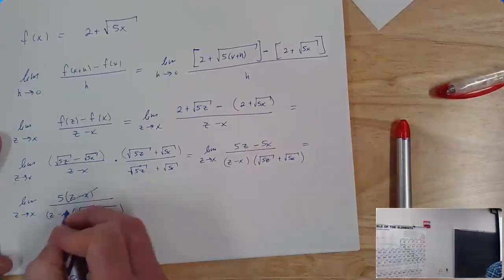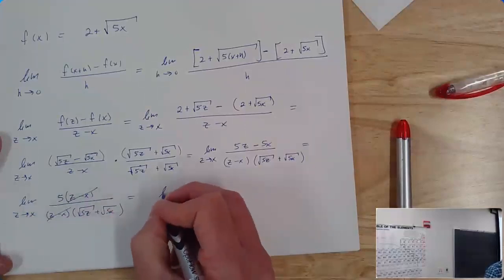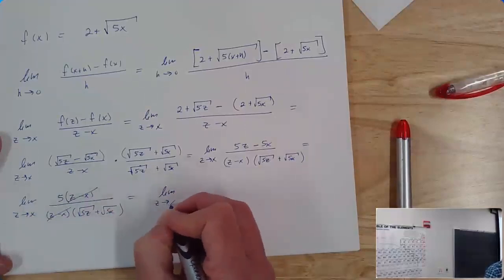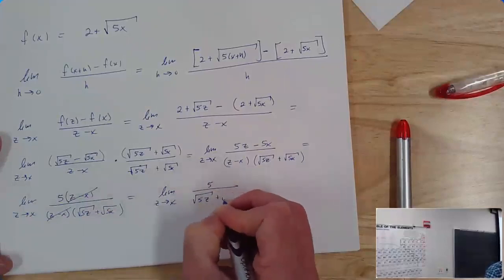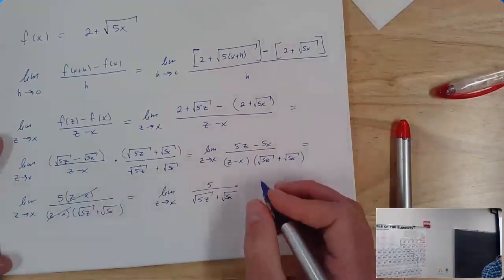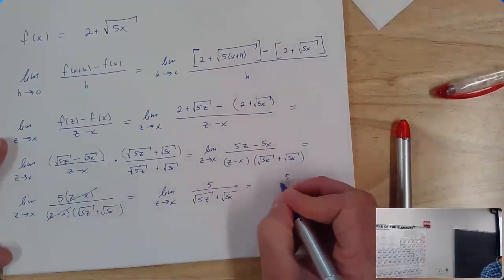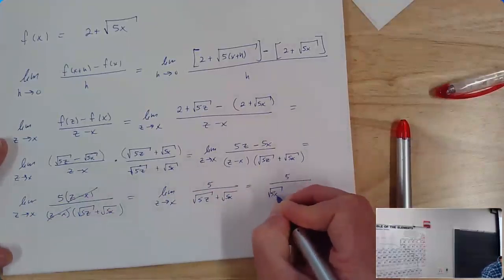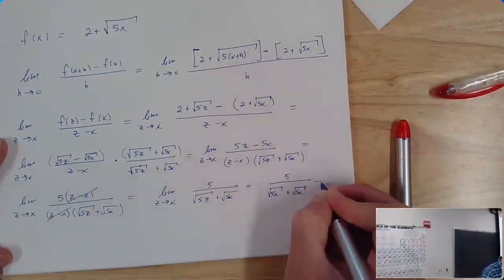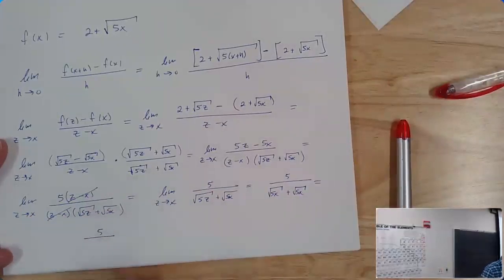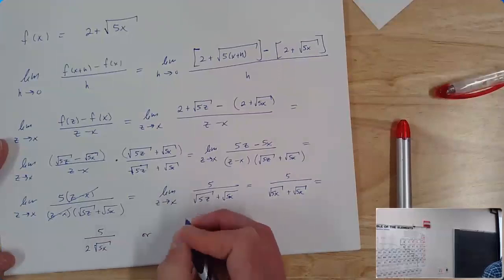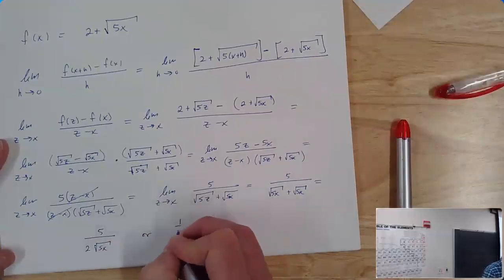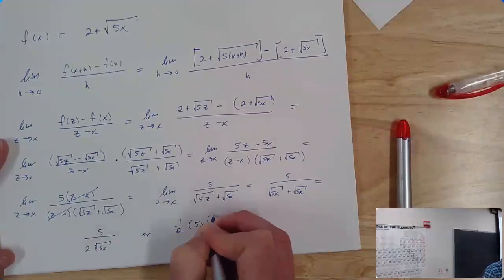Z minus x is canceled, and we're left with the limit as z approaches x of 5 over radical 5z plus radical 5x. And then we plug in x for z, and we get 5 over the square root of 5x plus the square root of 5x. In other words, we get 5 divided by 2 square root of 5x. Or if you prefer, 1 over 2 times 5x to the negative 1/2 times 5.